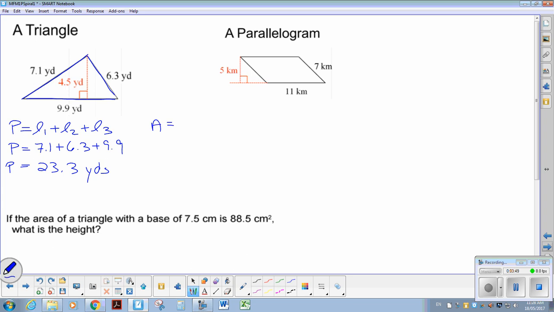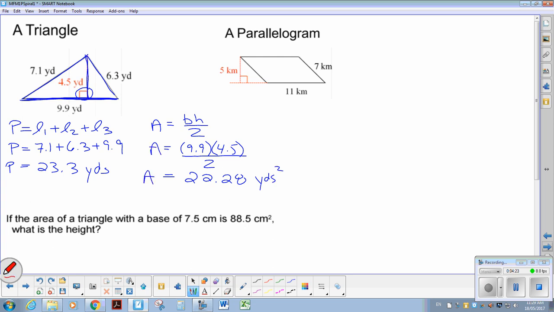Area is base times height divided by 2. So your base is the bottom of the triangle. So I'm going to use the 9.9. Height is your altitude. It has to be given by that little right angle symbol, so we know that's the height at 4.5. Divide that by 2. We just need to punch that through a calculator at this point, and you should get 22.28 yards squared. All right, so there are your answers for perimeter and area. So again, you're just using your formula sheet to find those values.